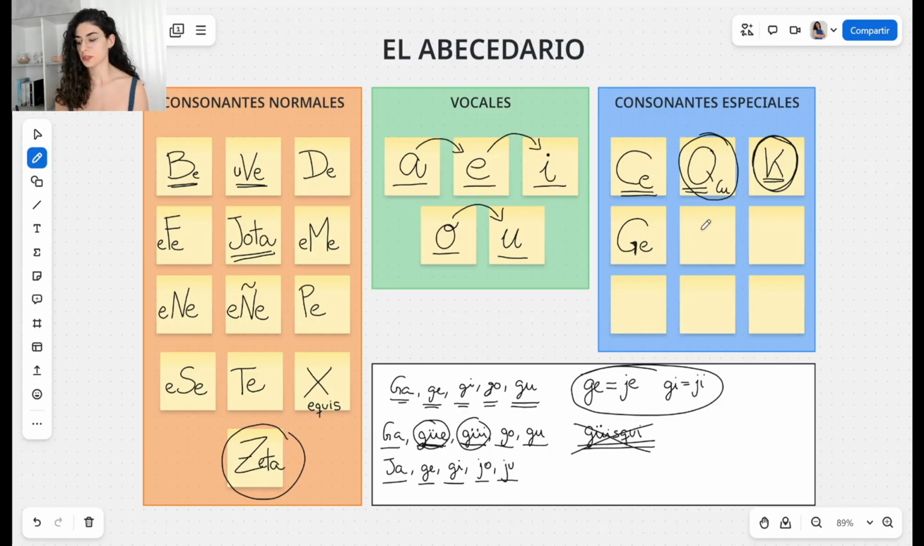Then we have another special consonant that is the letter H. This letter in Spanish is totally silent. At any moment that you see it in any word, like in hola, you omit it. It is not pronounced. So this is hola, and this is anhelo, like this is not here. Anhelo. This word means something similar to a desire.